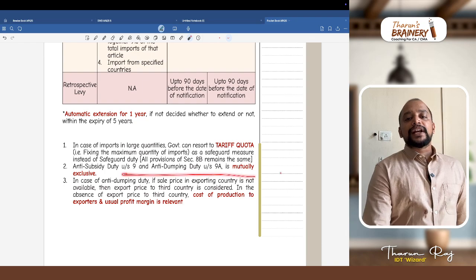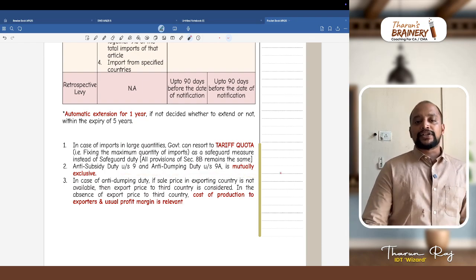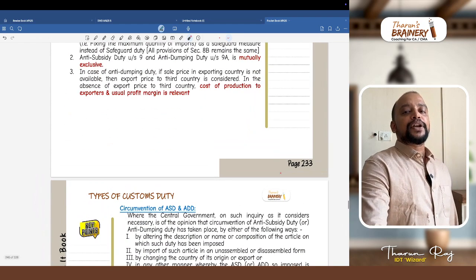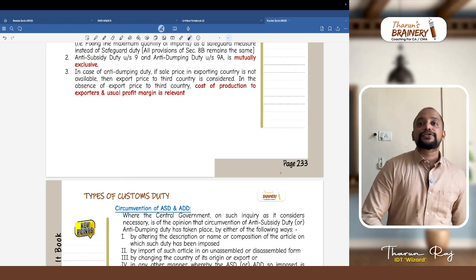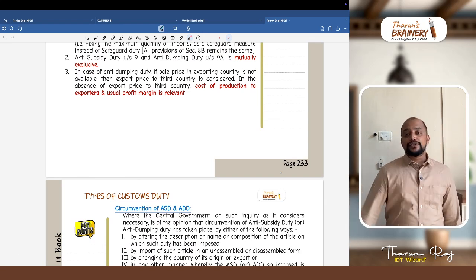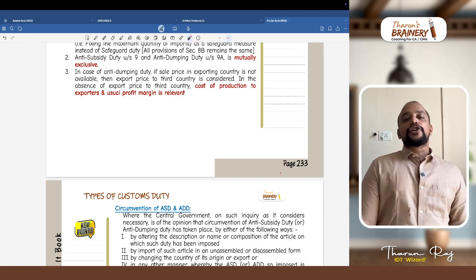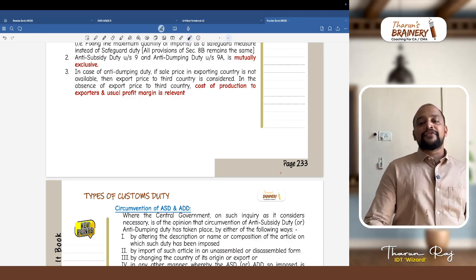And anti-dumping duty and anti-subsidy duty are mutually exclusive. Suppose in case of anti-dumping duty, if the sale price in the exporting country is not available, then the export price to a third country should be taken. If that is also not available, then we need to take cost of production plus usual profit margin.